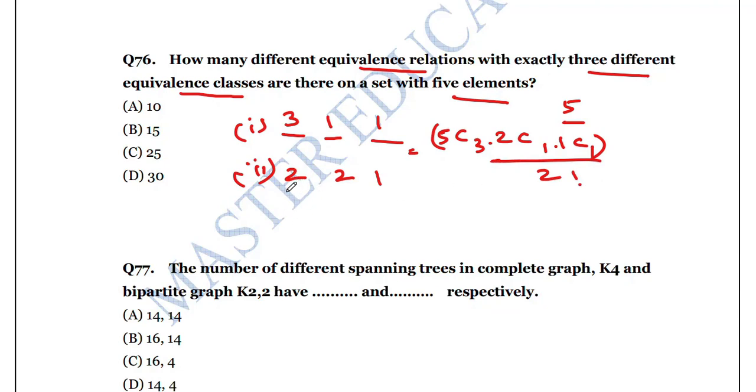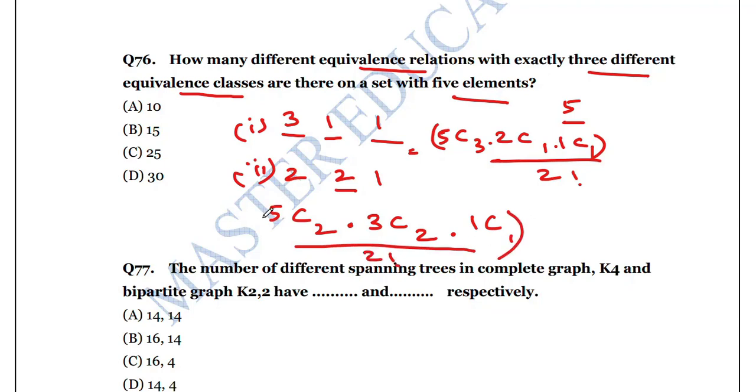Similarly, for 2, 2, 1, that means from the 5 elements I choose 2 elements and the remaining is 3 elements. From the 3 elements I take 2 elements, so 3C2, and the remaining is only 1 element, so 1C1. That should be divided by 2 factorial. This is what we have to calculate. If we calculate, 5C3 means 5 factorial over 3 factorial 2 factorial, so 3 factorial will cancel.